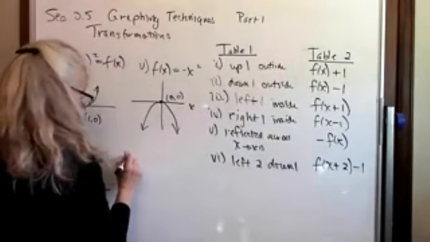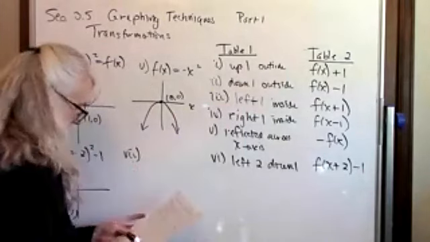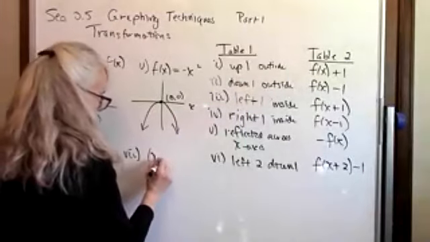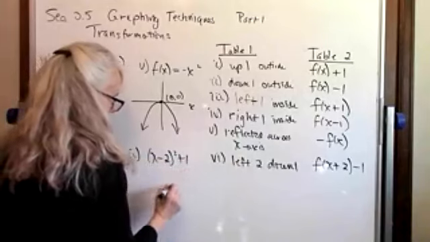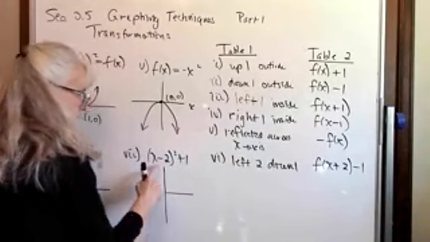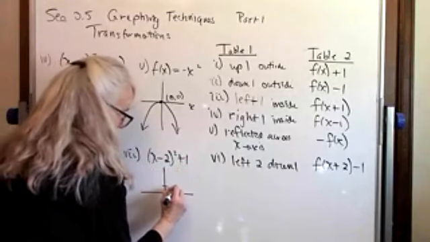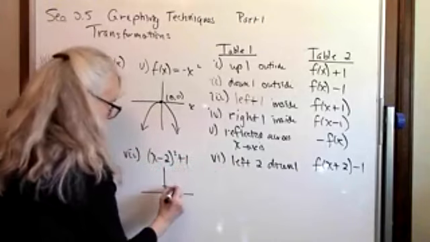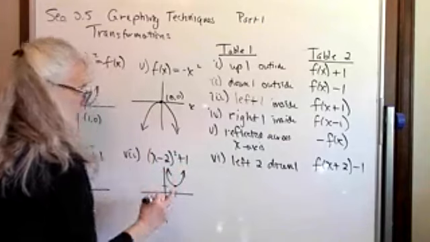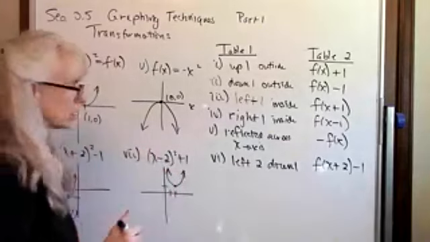Number 7 says x minus 2 quantity squared plus 1. What we're going to notice is that that minus 2 actually shifts it to the right. The plus 1 shifts it up. So my anchor point is now gone to the right 2 and up 1. And again, the overall width is not changing at all.